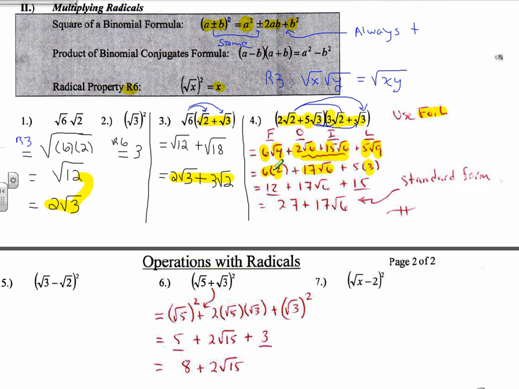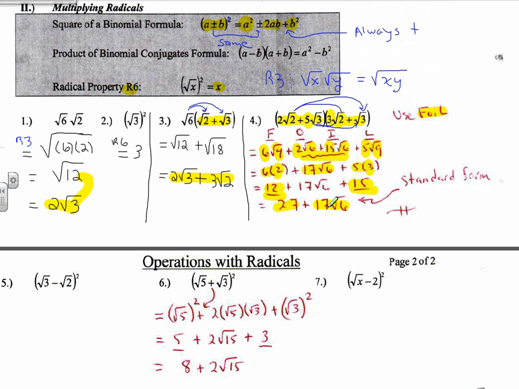Then I multiply the 6 into 2 to give me a 12. The 5 times the 3 is 15. And now notice that I have like terms. The 12 and the 15 add up to 27. And then I bring down the 17 radical 6.